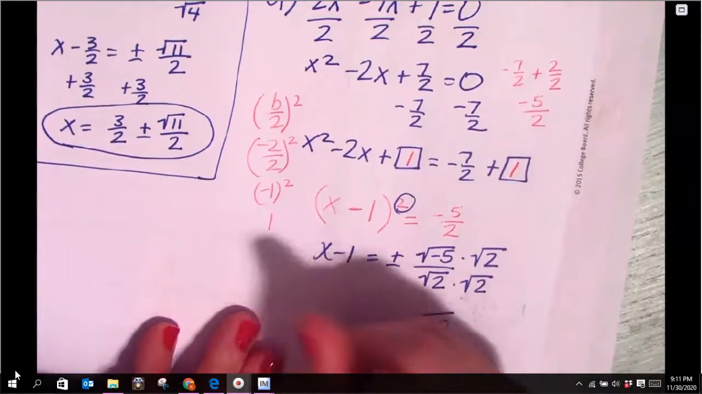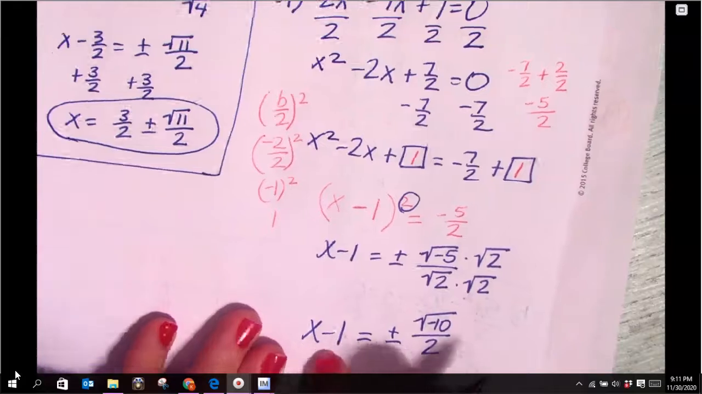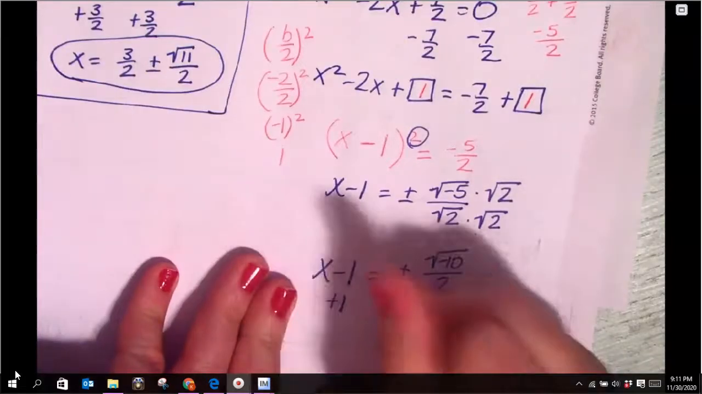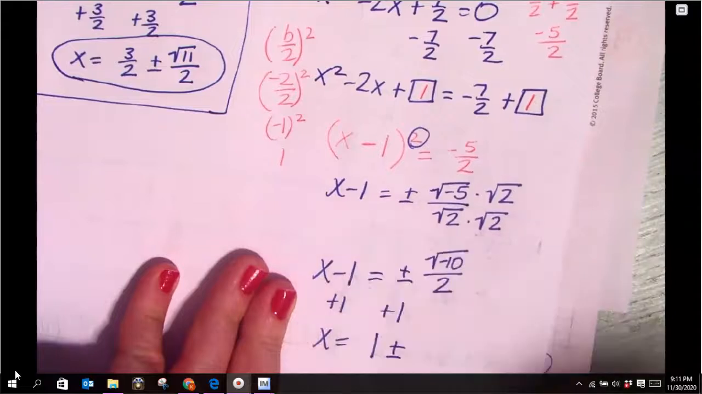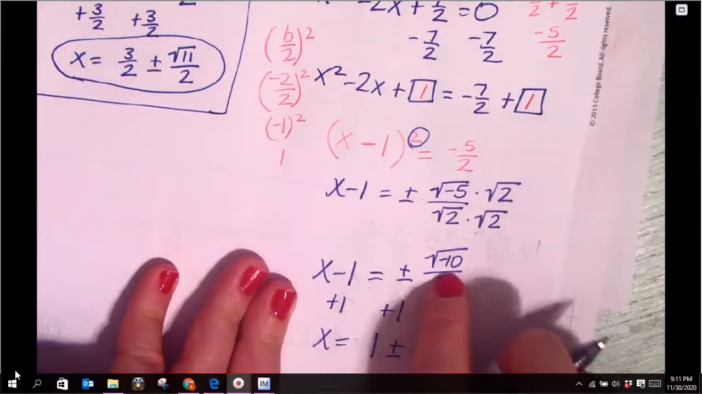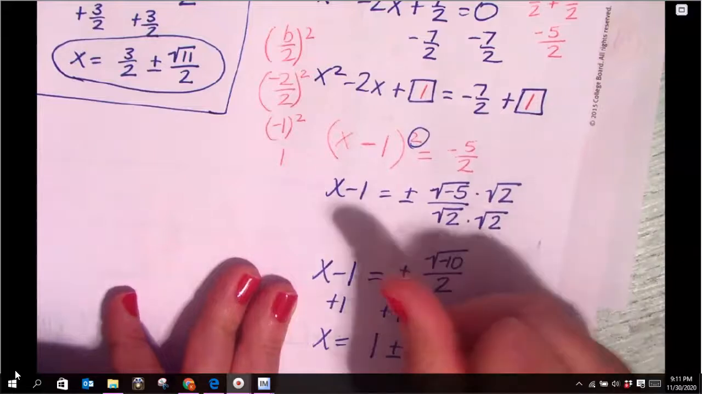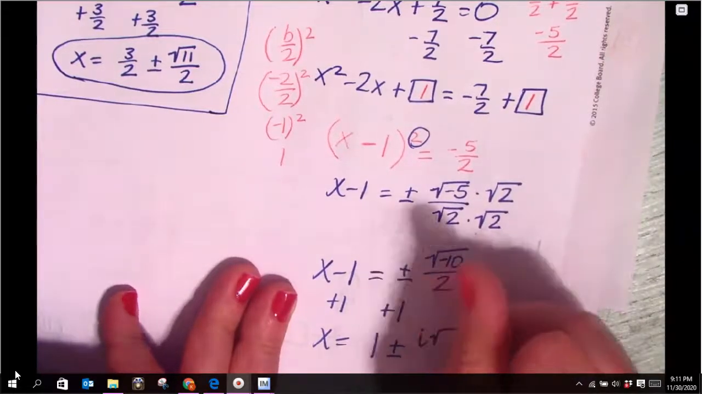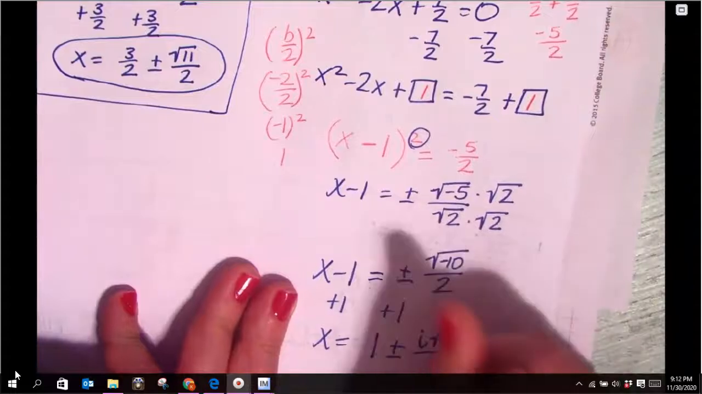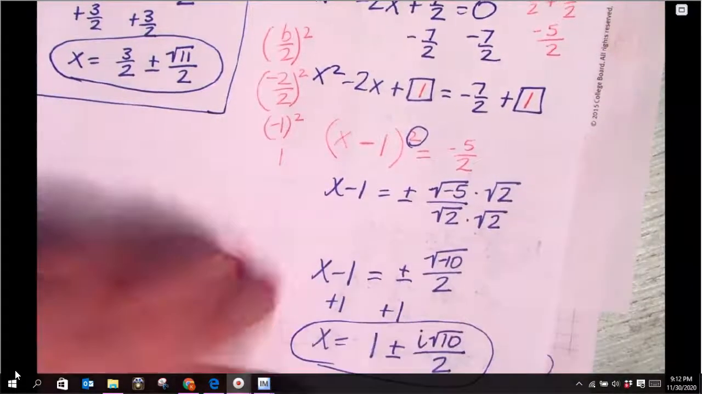And then I need to get rid of this 1 by adding 1. So x equals 1 plus or minus. The only thing that I can't do is leave that negative under the radical. Remember, anytime you have a negative under the radical, you bring on an i. And then just leave 10 inside the house divided by 2. That's your answer.